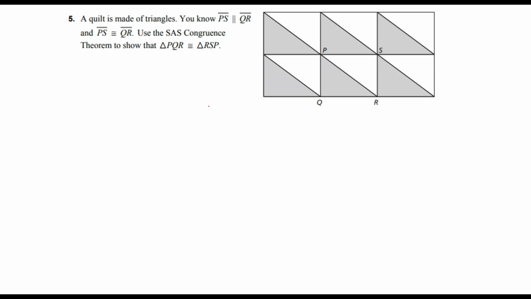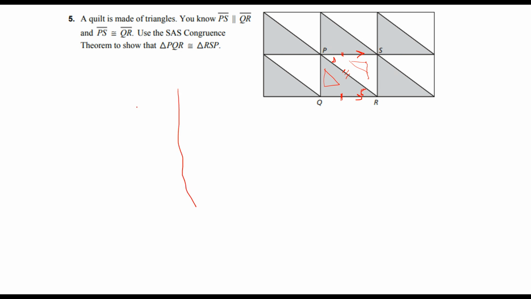Okay, last proof. We know that PS is parallel to QR. And let's go ahead and mark that. PS parallel to QR. And we know that PS is congruent with QR. Use side, angle, side to show that PQR, so I want this triangle, is congruent with RSP. Great. So, I know that this side's equal. And I noticed that they're sharing this side, so it'd probably be easiest for me to find this angle is equal to this one. How am I going to do it?